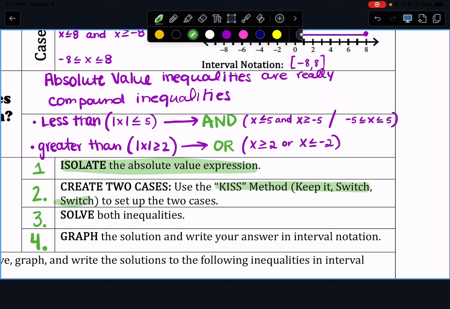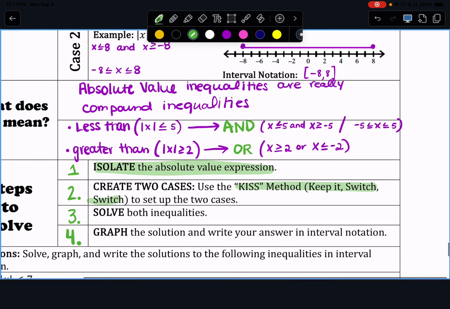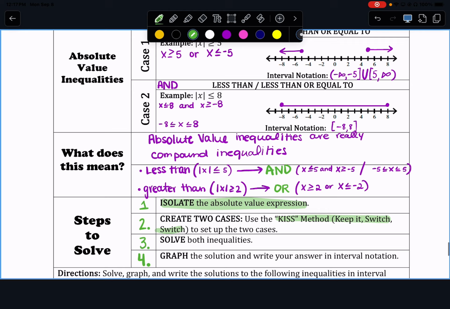So the only step that is different or new is step 2. That's the only one that's different. That's one thing I like about doing these at the end of Unit 1, because with all of the skills we have, all we have to do is add in that one piece.